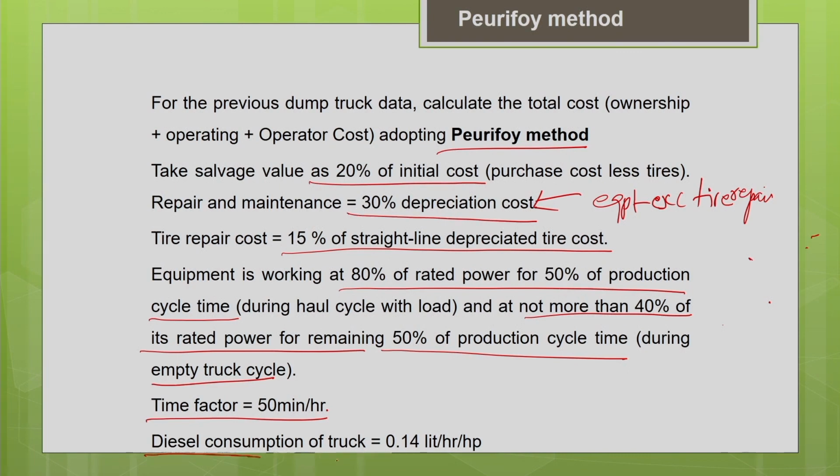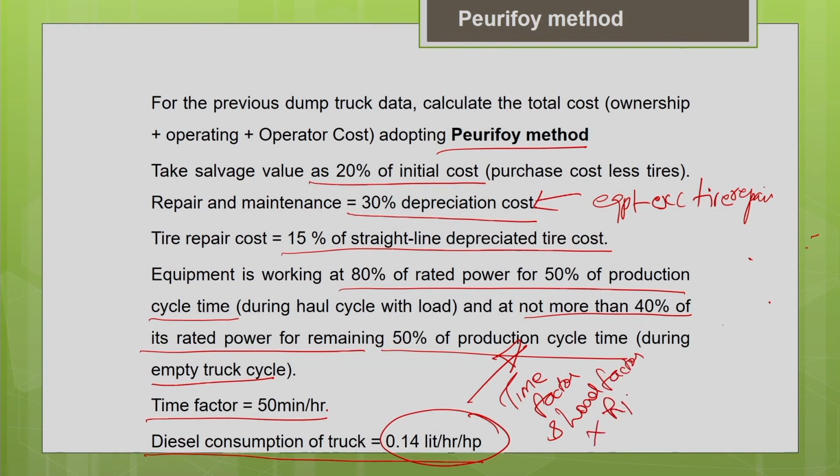So this fuel consumption factor is given from a literature where the machine is working at standard conditions, that is, it is working at maximum output rate. So we have to adjust this fuel consumption factor according to the operating conditions. You have to adjust this according to the time factor, the load factor, and the horsepower of the machine. All these things we have to consider to adjust the fuel consumption factor.